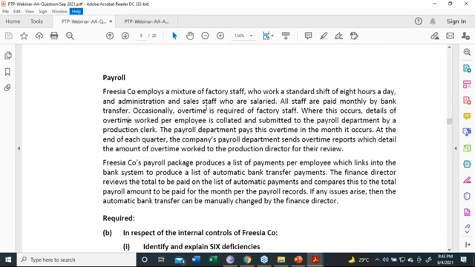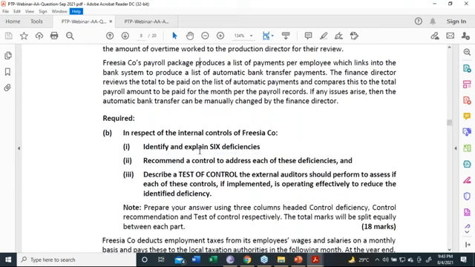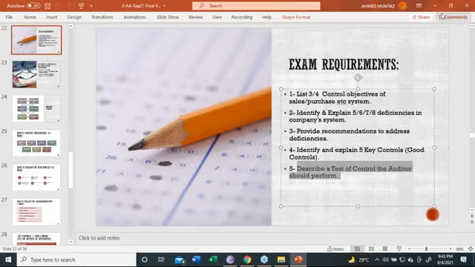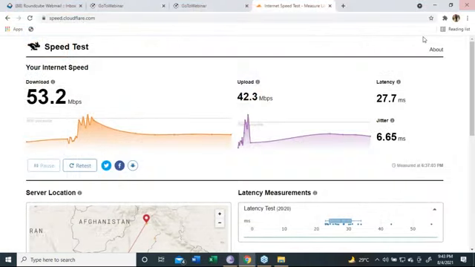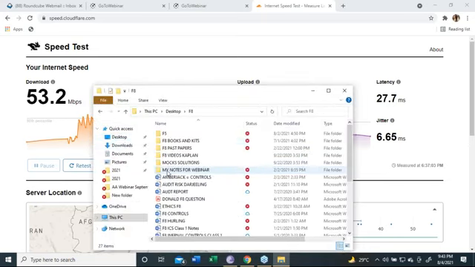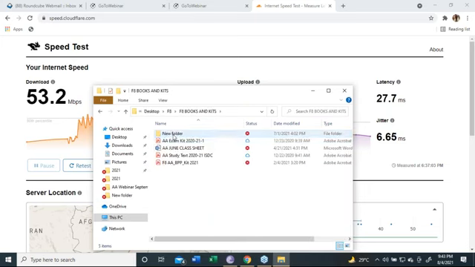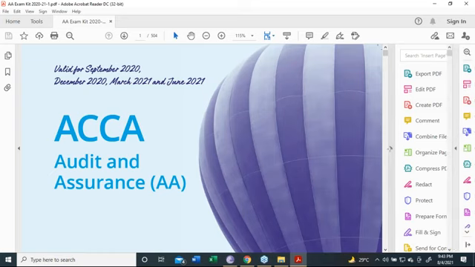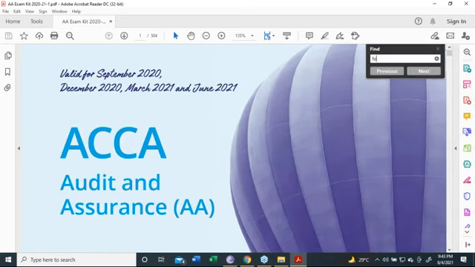Now comes the payroll department. We are already done with the payroll department, so I'm not going into it. I know you can do it on your own. Okay, now I'm done with this question as well. And I'm going for the OTQs now. Okay, one more thing.